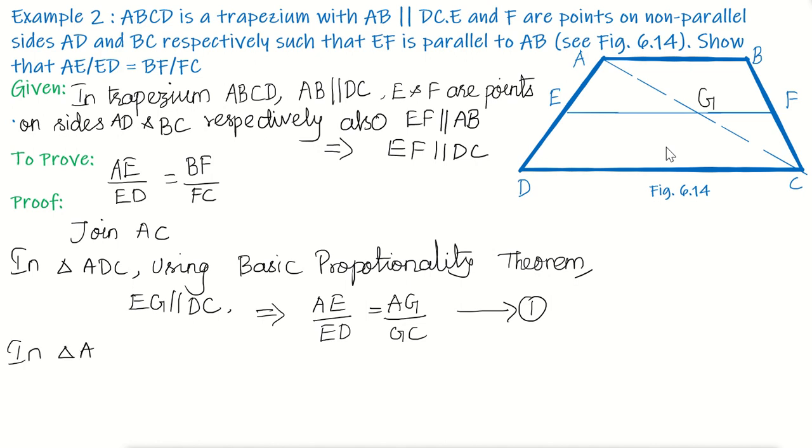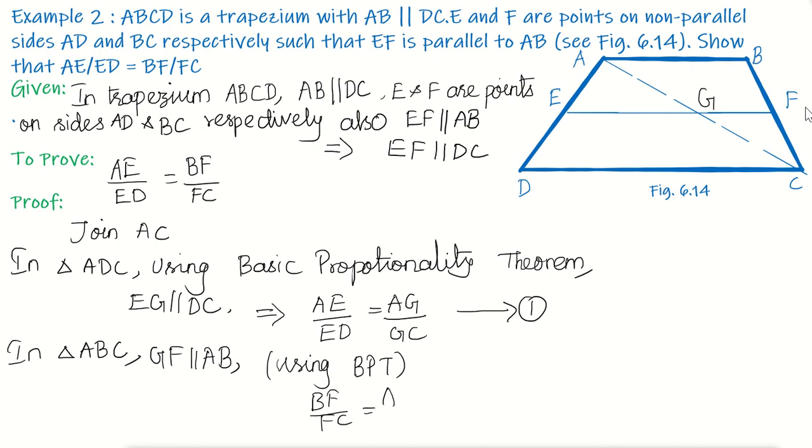Like the same, using proportionality theorem in other triangle. In triangle ABC. ABC ல எப்படி இருக்கு? GF parallel to AB. So the line other two sides divide பண்ற ratios are equal using BPT, the same theorem. Okay வா? So we can write there as BF by FC is equal to AG by GC.